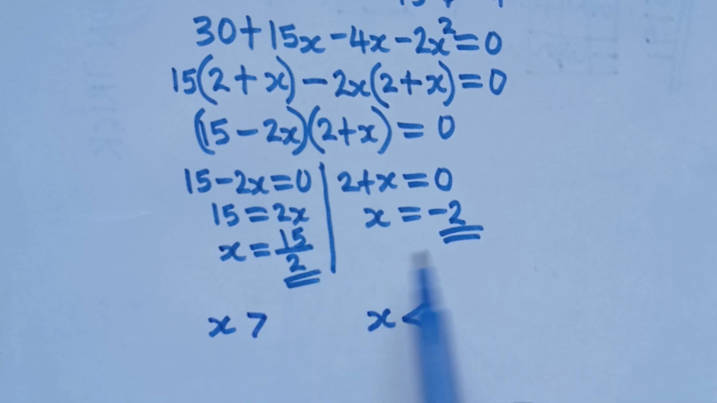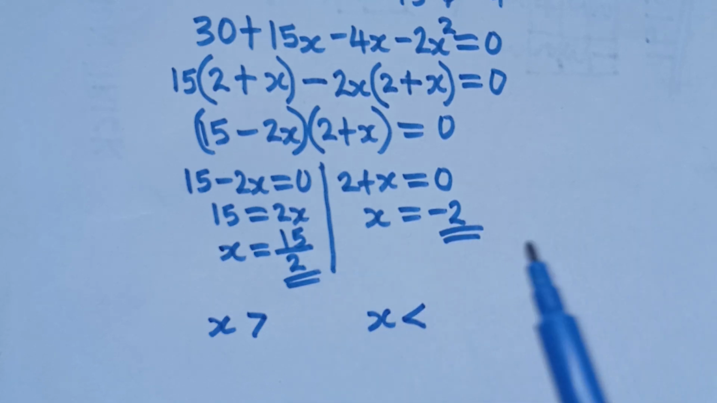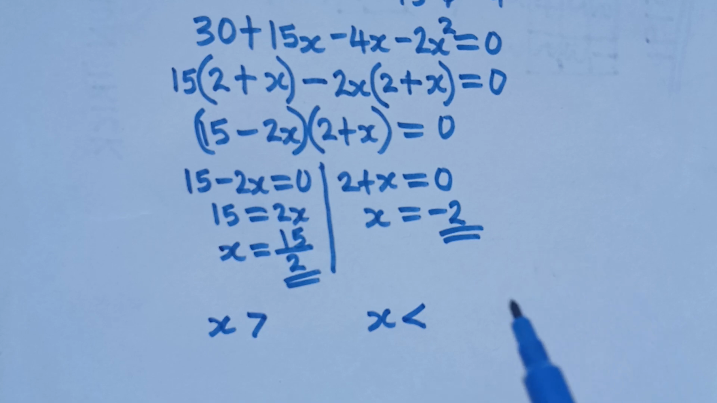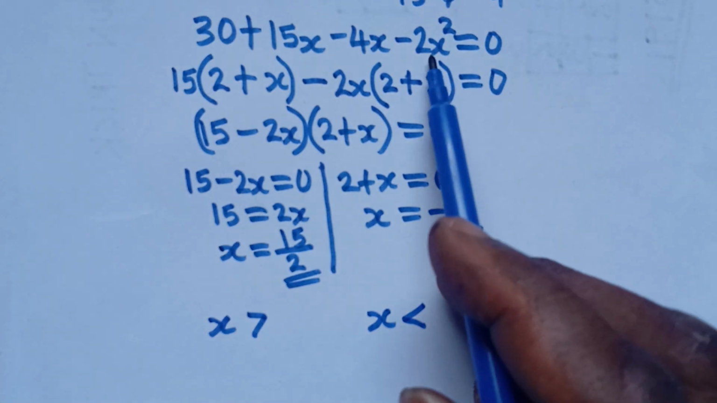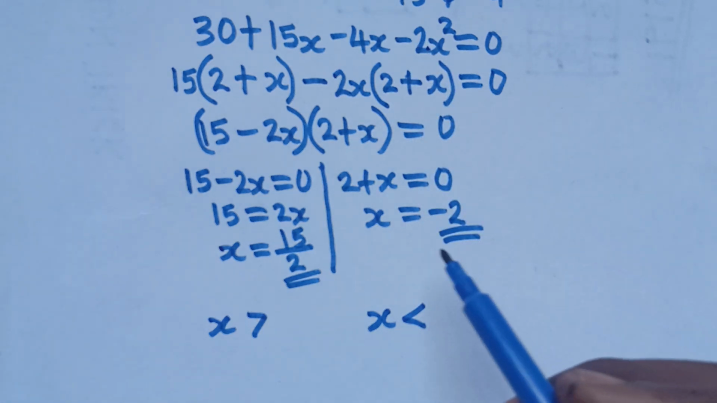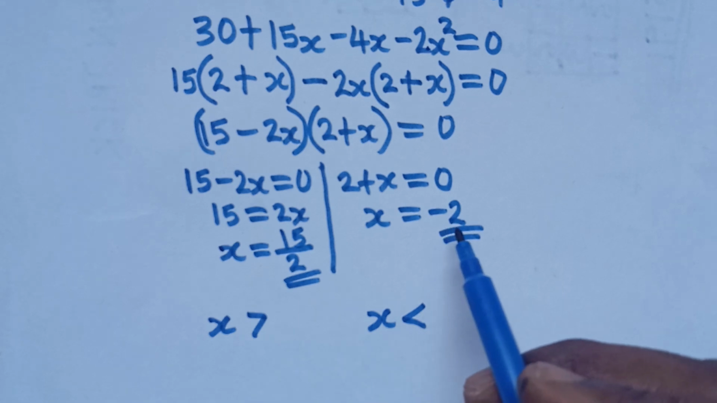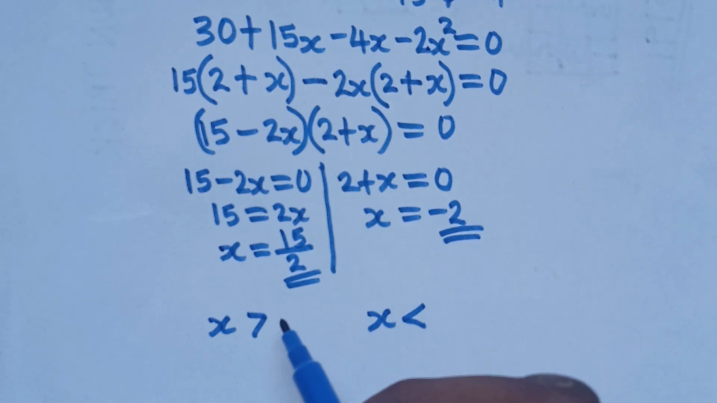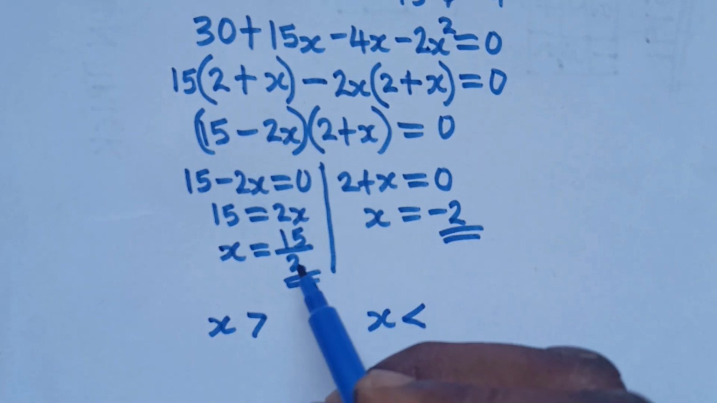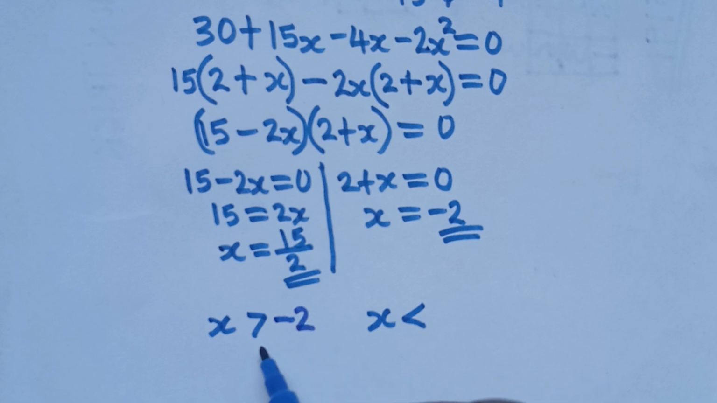Now, between these two values, because in the question, the coefficient of x squared is negative because I have minus 2x squared in the question. Because it is negative, I'm going to assign the lower answer to the original sign in the question. The original sign in the question is greater than. So this minus 2 is going to take the original sign because minus 2 is lower than 15 over 2. So minus 2 will take the original sign in the question.